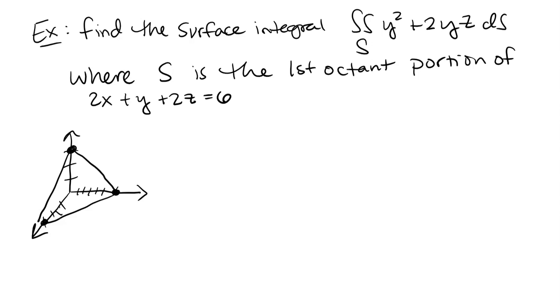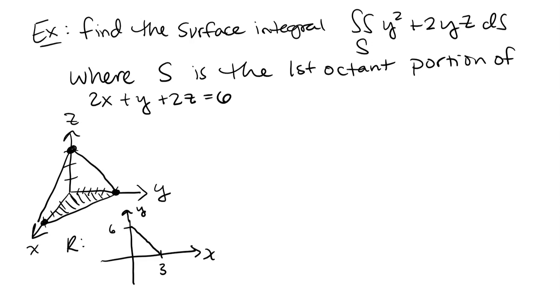So then our region R is the projection of that surface down into the xy plane. So we can see R down below. Let's draw it separately here. We've got the x and the y. On the y-axis it has an intercept at 6, and on the x-axis it's at 3. Then we connect those with a line, and we've got the portion underneath that plane connecting down to the origin.